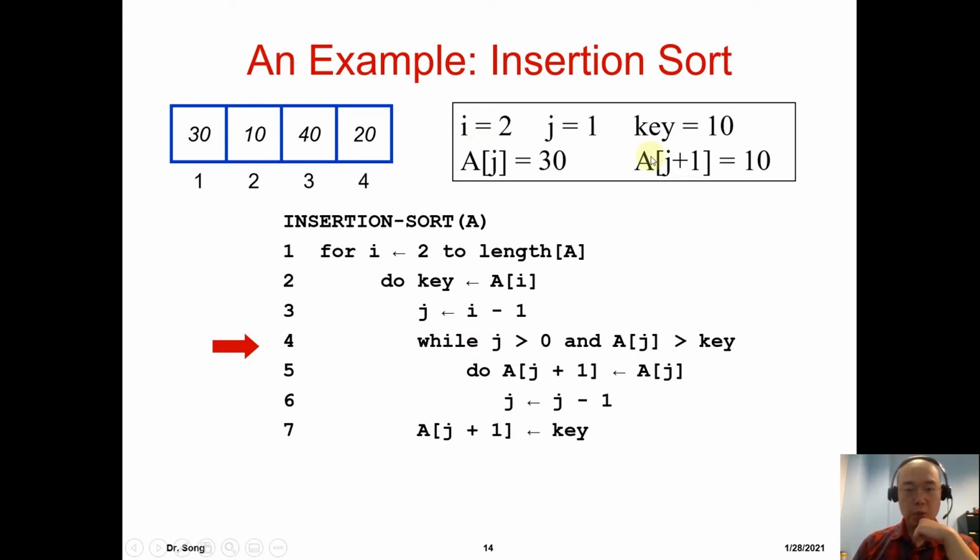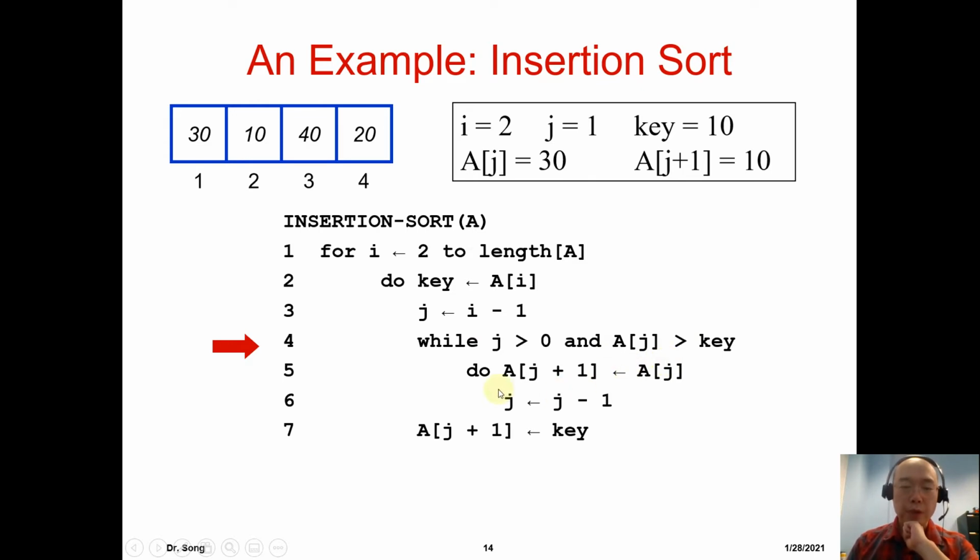So i is 2, j is 1, and key is 10 because key is holding the 10, and that 10 is the value we are trying to insert into the sorted portion. We have A[j] is 30, and A[j+1] is 10. So let's check this condition. As long as j is greater than 0, j is 1, so yes, j is greater than 0, and A[j] is 30, and A[j] is greater than the key. So this condition is true.